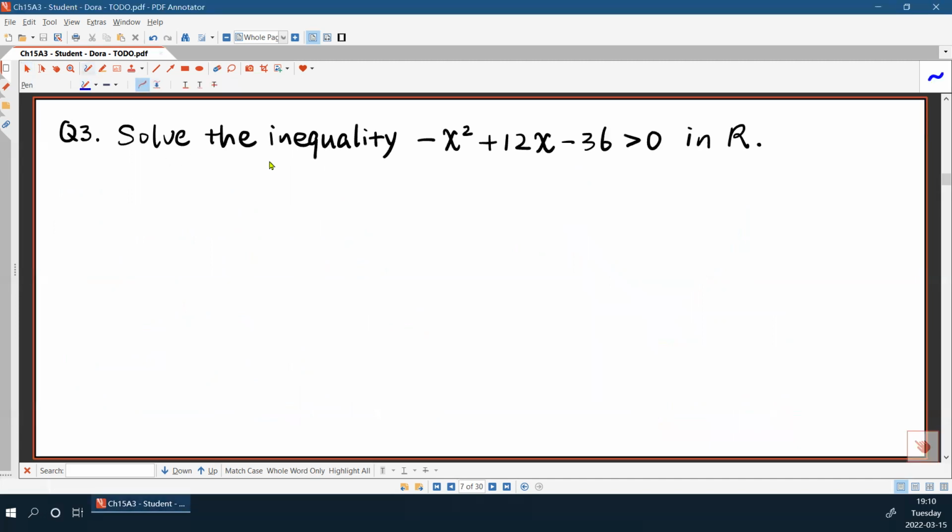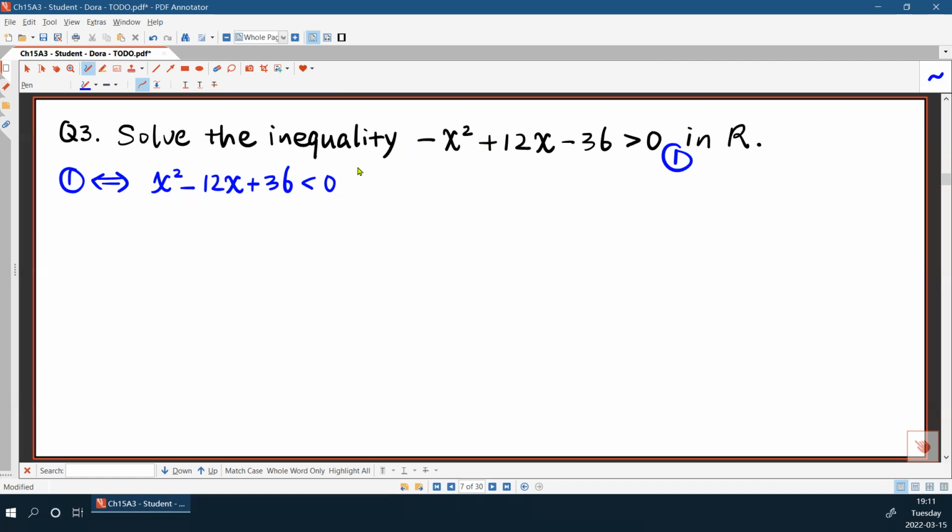Again, the task is to solve an inequality: negative x squared plus 12x minus 36 greater than 0 in the real number set. So first of all, if you don't like the leading coefficient to be a negative number, of course you can always transform it by moving everything to the right side, right? The original inequality is equivalent to x squared minus 12x plus 36 less than 0. Again, I should say this step is not necessary, okay? You can just keep it in the original form, it does not matter.